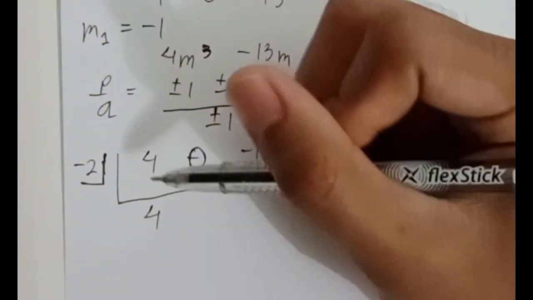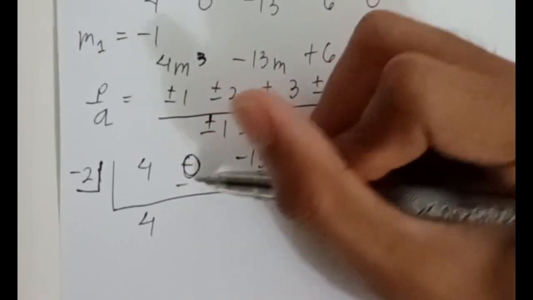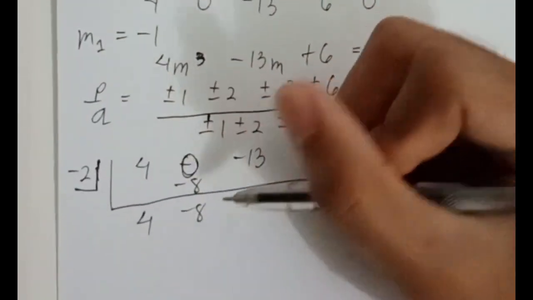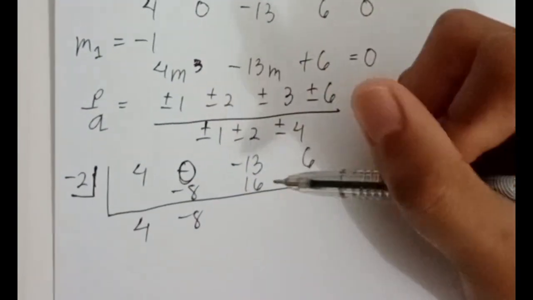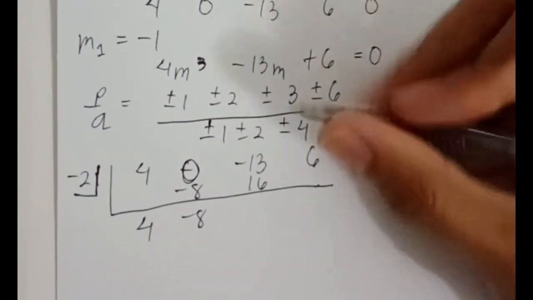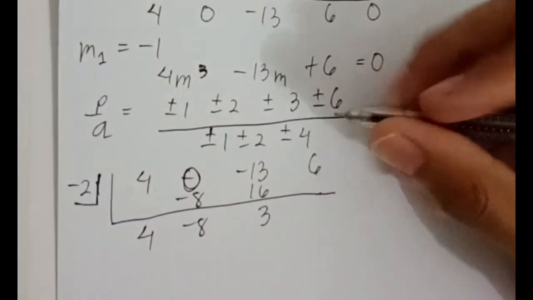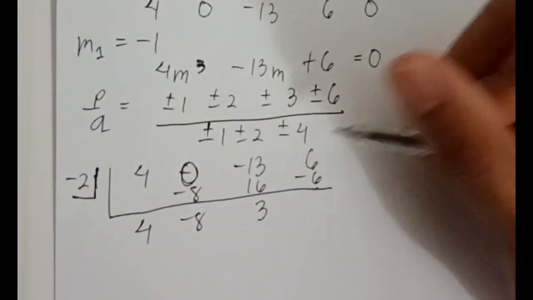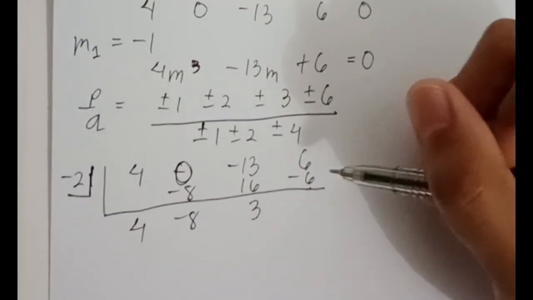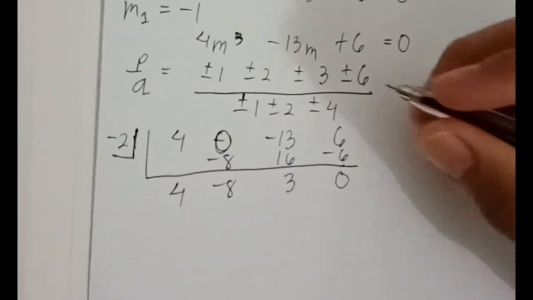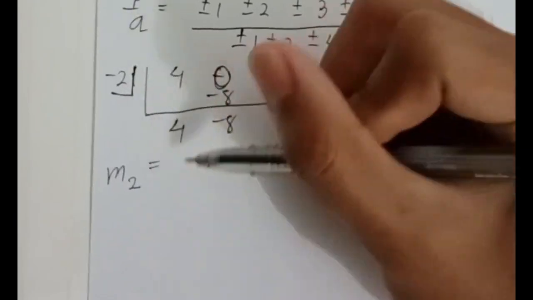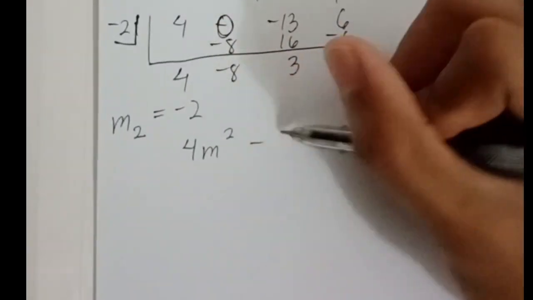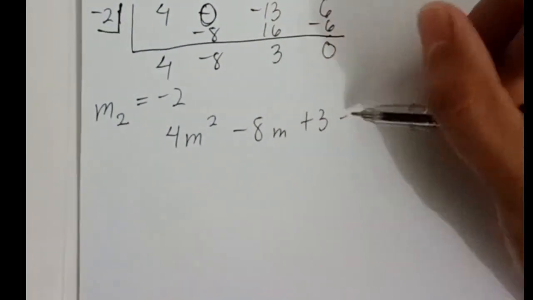So bring down 4, times negative 2 will be negative 8. Negative 8 plus 0, that will be negative 8. So negative 8 times negative 2 will be 16. So 16 plus negative 13, that will be 3. So 3 times negative 2, that will be negative 6. So 6 plus negative 6 is equal to 0. So this means that negative 2 will be one of our roots. So that will be m sub 2 is equal to negative 2. Then 4m squared minus 8m plus 3 is equal to 0.